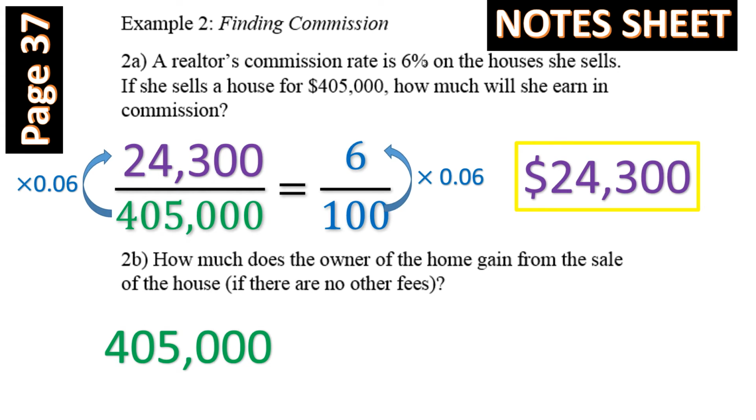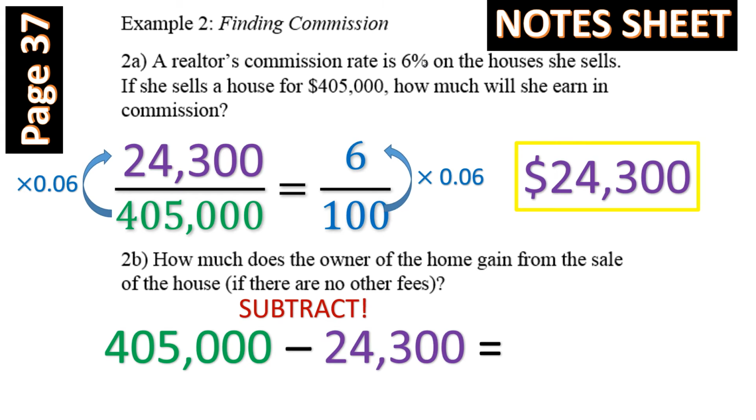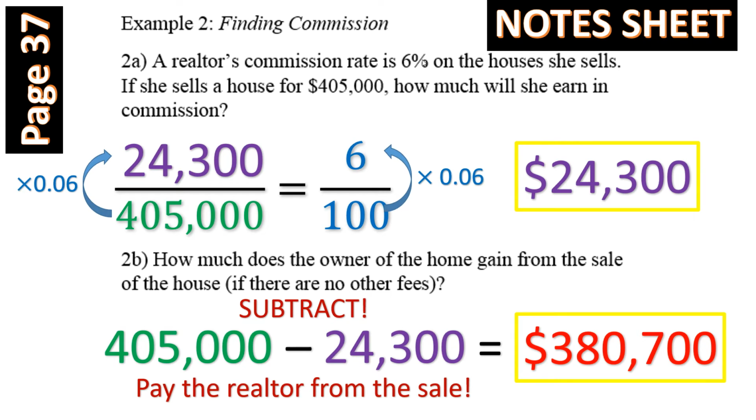So 2B, how much does the owner of the home gain from the sale of the house? So the owner has to pay the realtor from their sale. So they do not get the full $405,000 from the sale of their home. They have to pay the realtor. So we have to subtract that amount, and they are left with $380,700. So still a lot of money, but you have to realize they're paying $24,300. So essentially that's how much they have lost in order to pay the realtor.